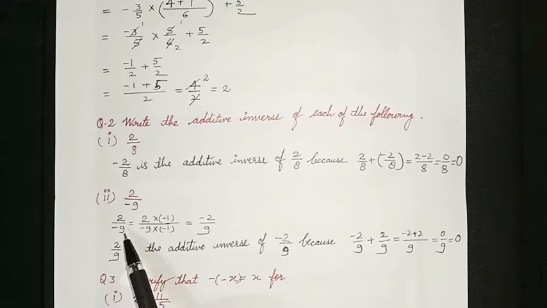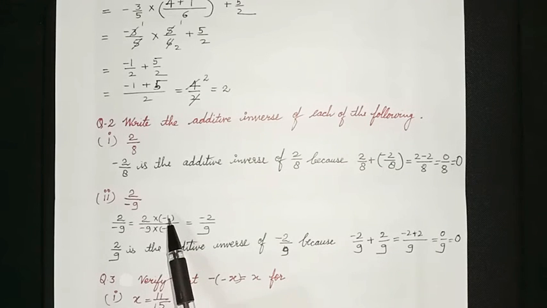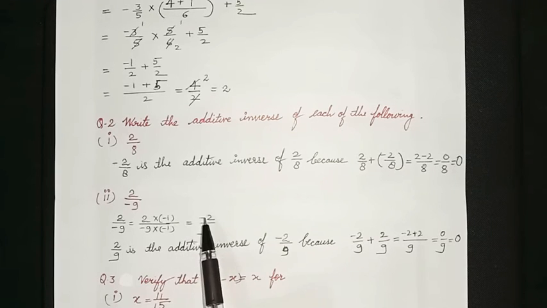Why is it not in standard form? Because you can see its denominator is negative. So first we will convert the denominator to a positive sign. To write the denominator with a positive sign, we will multiply both numerator and denominator by minus 1. 2 into minus 1 is minus 2. Minus 9 into minus 1 is 9.